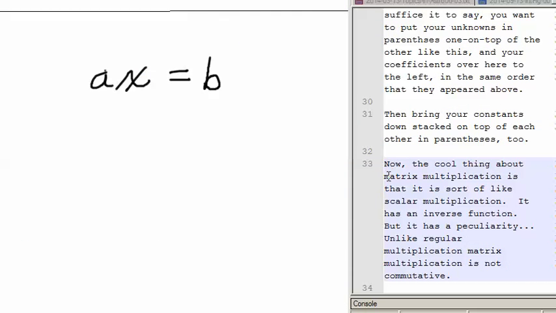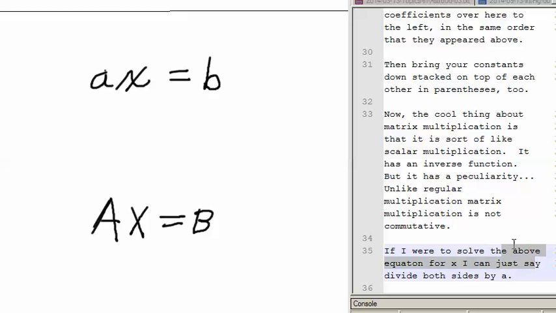Now the cool thing about matrix multiplication is that it's sort of like scalar multiplication. It has an inverse function, but it has a peculiarity. So if I were going to solve the above equation for x, I could just do the following. I can divide both sides by a, and I will have x equals b over a.